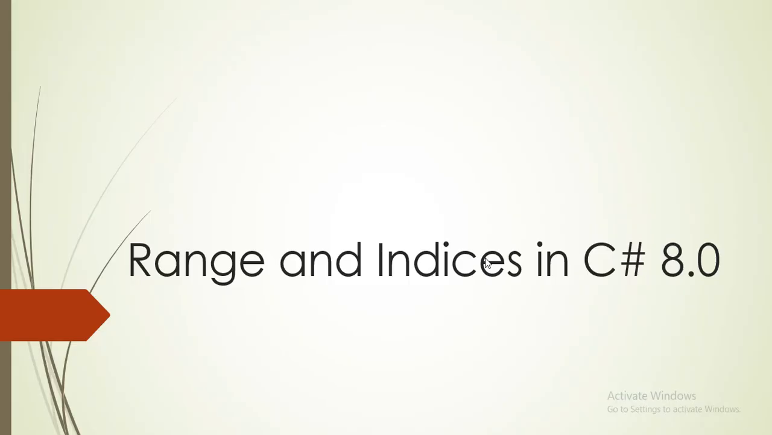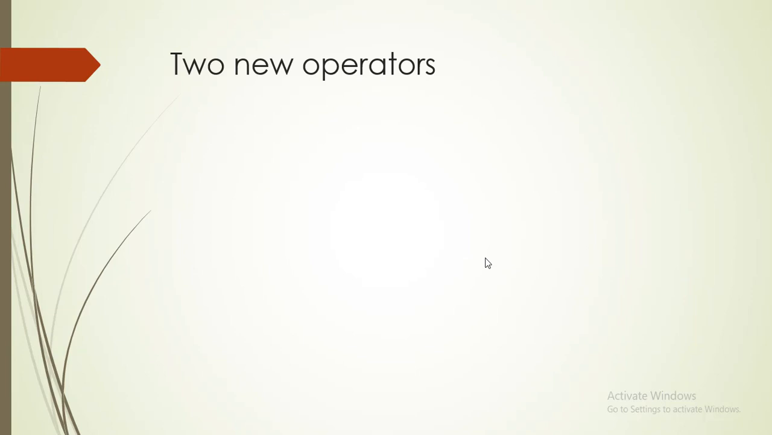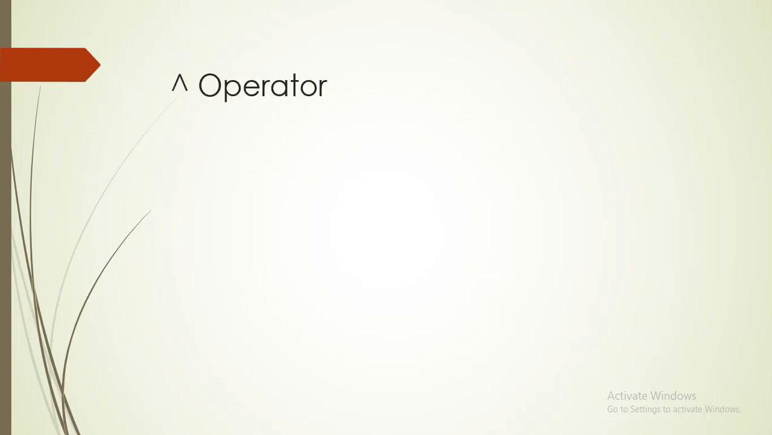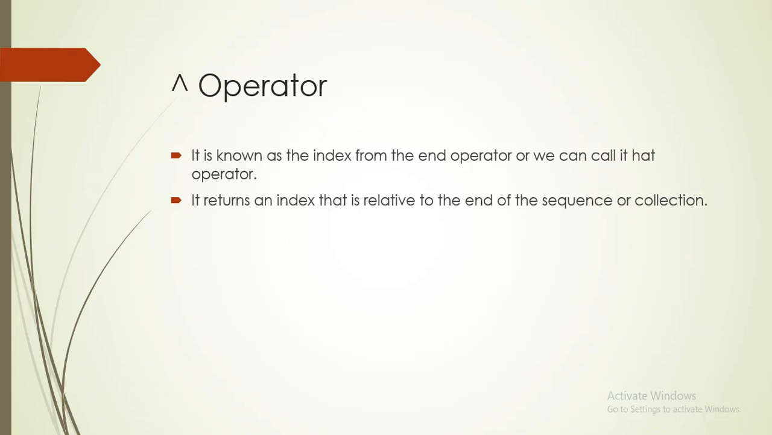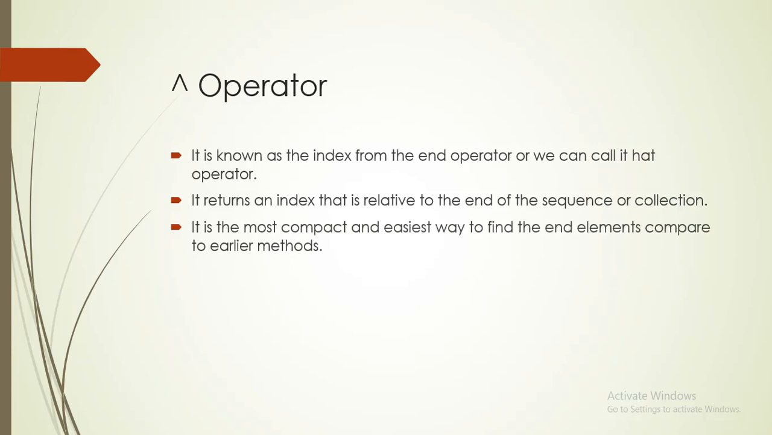Let's start without further ado. C# 8.0 has introduced two new operators related to range and indices, that is the hat operator and the range operator. I will go through them one by one. Let's first talk about the hat operator. It is known as the index from the end operator, or we can call it the hat operator. It returns an index that is relative to the end of the sequence or collection. It is the most compact and easiest way to find the element compared to the earlier method.